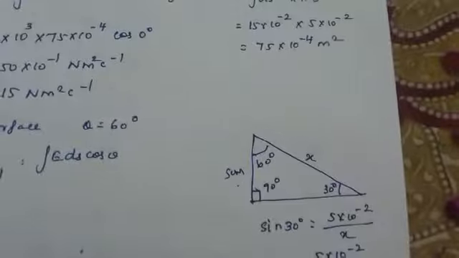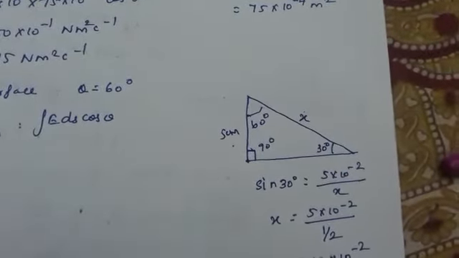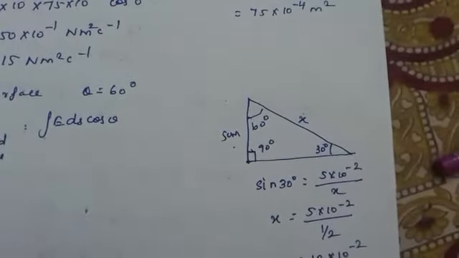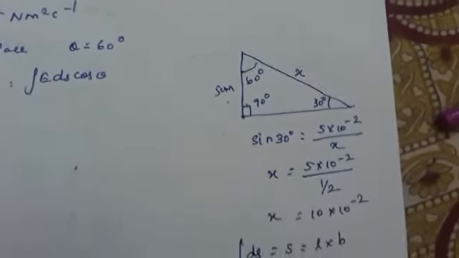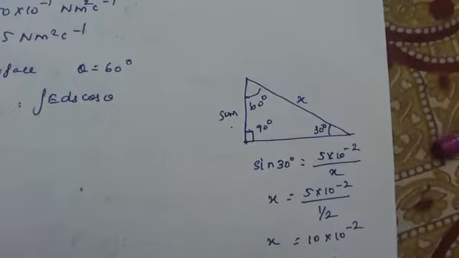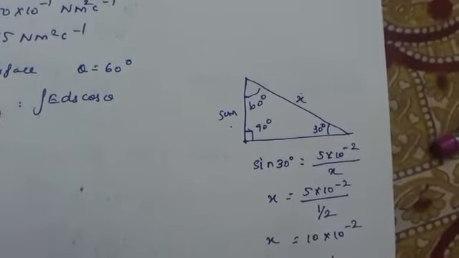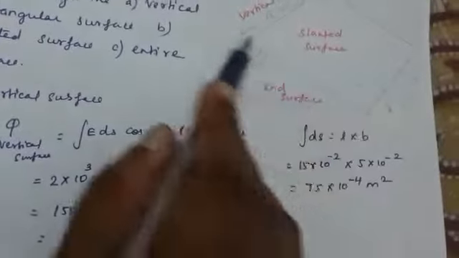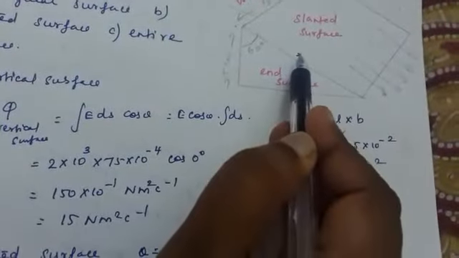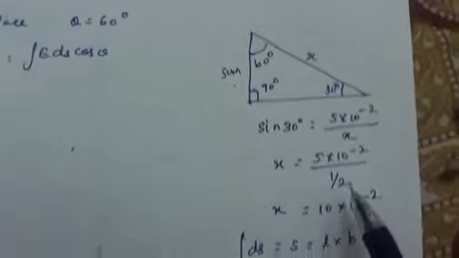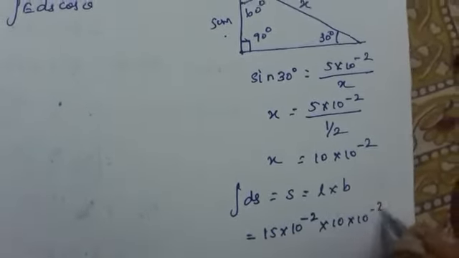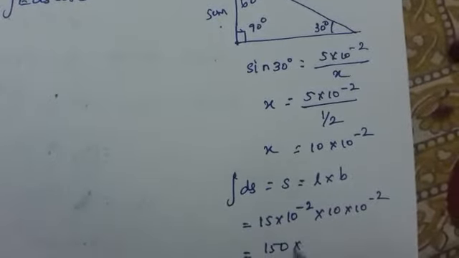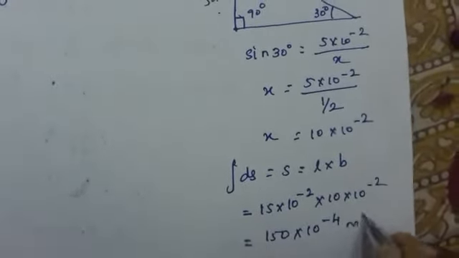Now we have to find out the area. Area is integral ds, which is equal to length into breadth. The length is 15 × 10^-2, and the breadth is the x value we have found, that is 10 × 10^-2. So the area is 150 × 10^-4 meter squared.